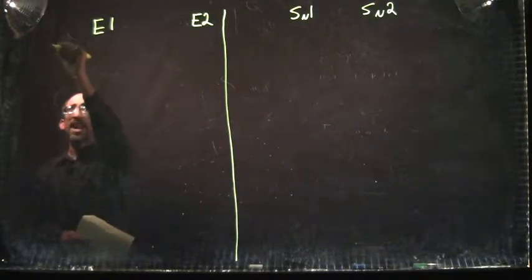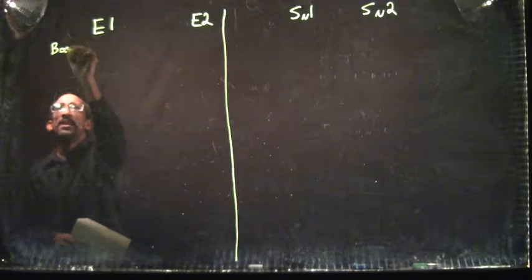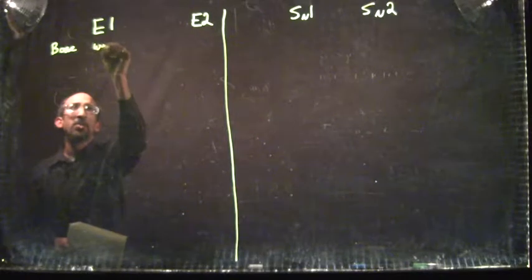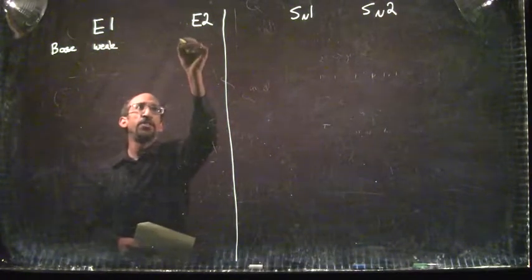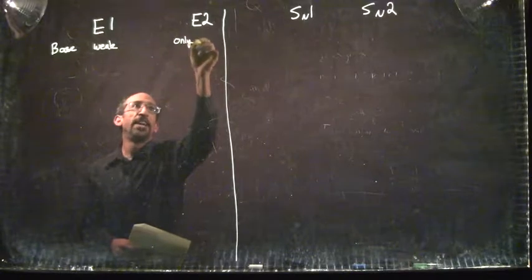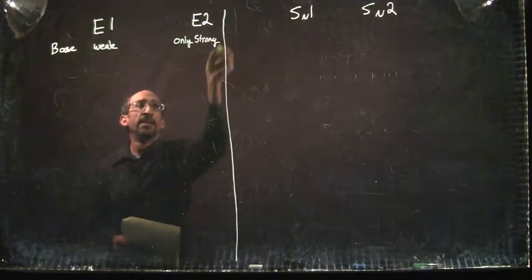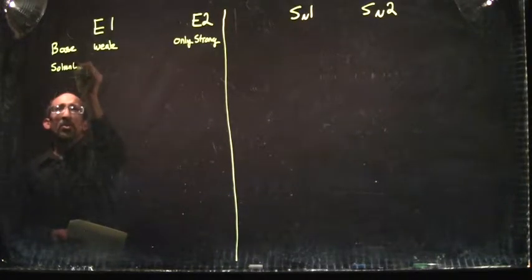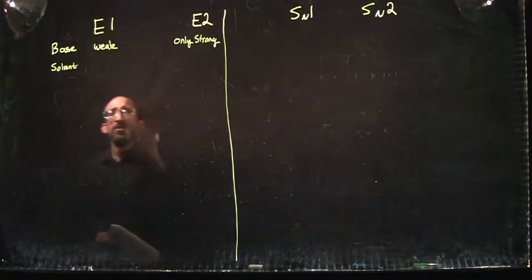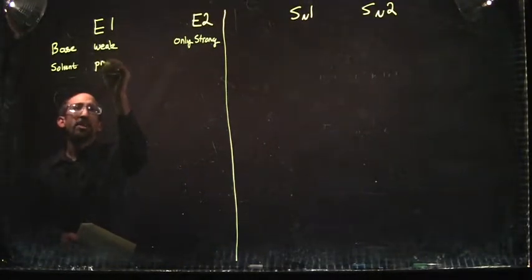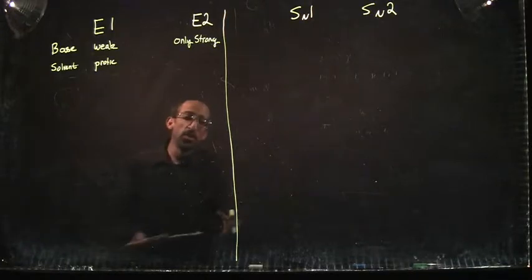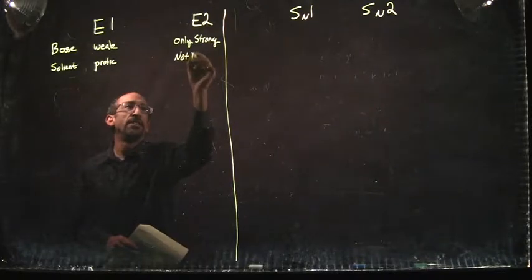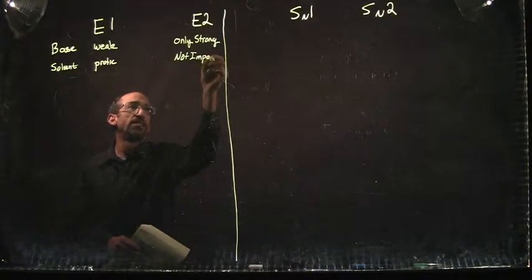So for our elimination reactions, one of the biggest things we need to consider is going to be the base. And we've seen that E1 tolerates and is perfectly happy with a weak base, but E2 can only be a strong base. Now, in terms of solvent, E1 goes through a carbocation intermediate, and so that means we're going to need to have a protic solvent. Whereas E2 all happens in a single step, so solvent here is not important.